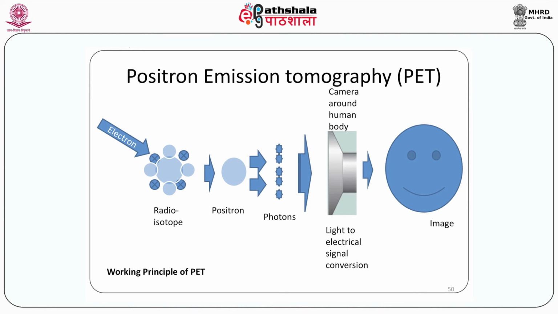These positrons are captured by an array of scintillating crystals or cameras placed all around the body. The scintillating crystals convert these positrons into photons, which is nothing but normal light. This normal light is converted into electrical signal by phototransduction. This varying electrical signal creates an image in the computer.